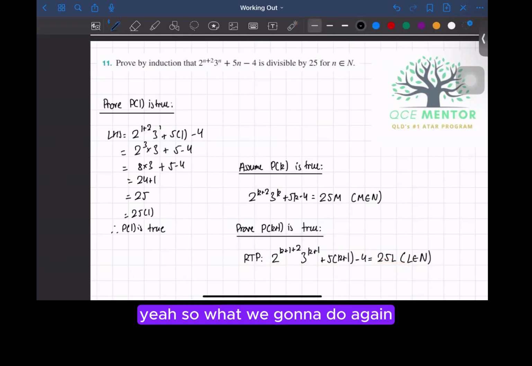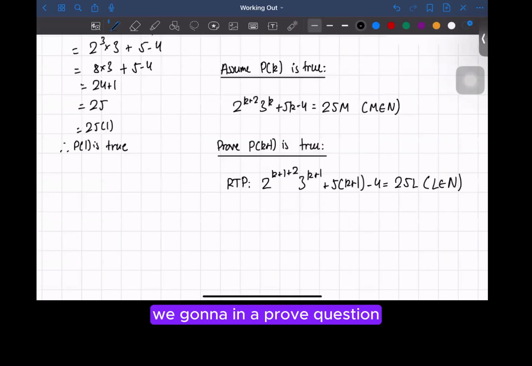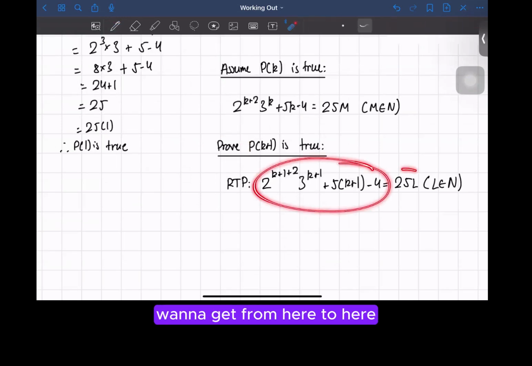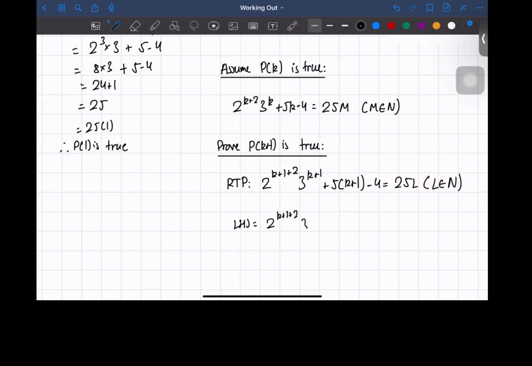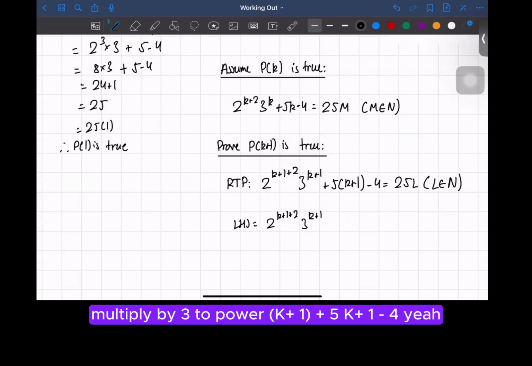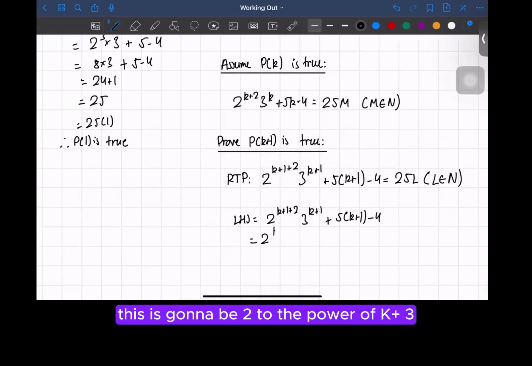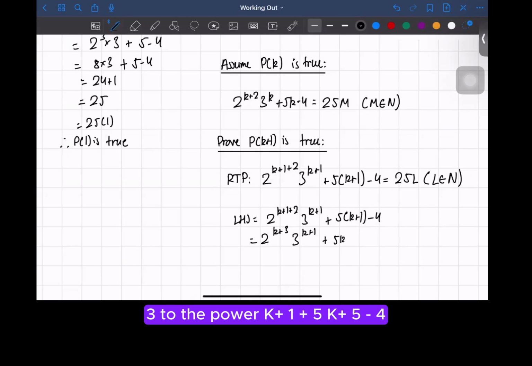In a proof question, I always like to use the left-hand side equals the right-hand side rule. We want to get from here to here, so we'll start with the left-hand side. We have 2 to the power of k plus 1 plus 2, multiplied by 3 to the power of k plus 1, plus 5 times k plus 1, minus 4. This is going to be 2 to the power of k plus 3, times 3 to the power of k plus 1, plus 5k plus 5 minus 4.